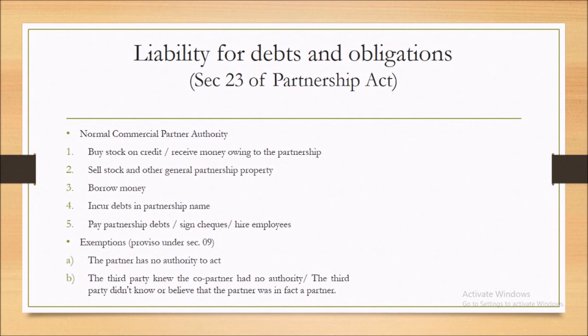Let's say there are two partners, A and B. If A has done one of these things, he can be sued in court. I mean, the third party can sue A. So there, the partner has no authority to act.